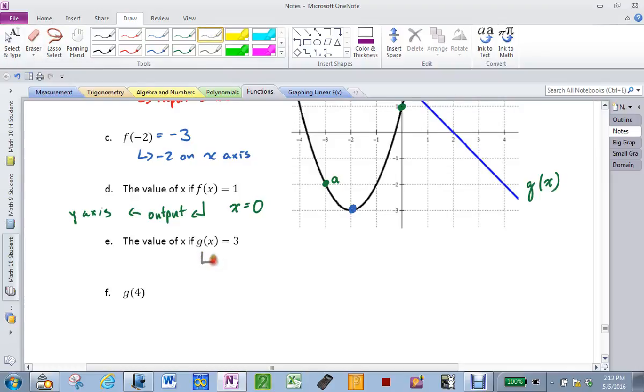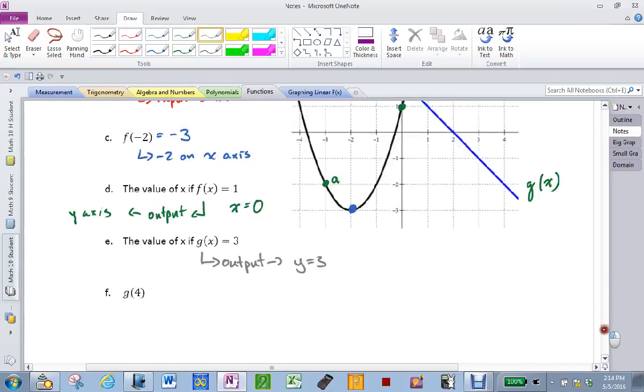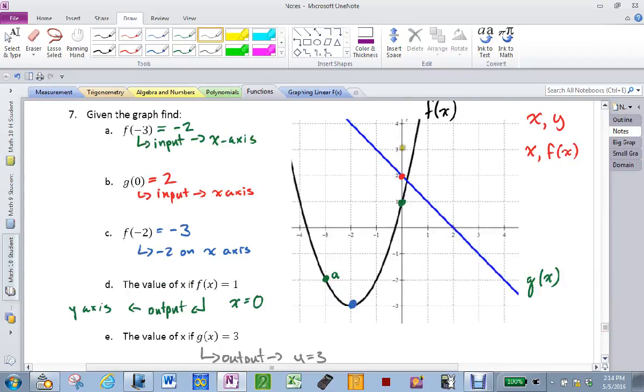So, is this an input or an output? So where do I look, the y or the x-axis? And I need y equals what? 3. So I go to 3 on the y-axis, 1, 2, 3. And am I looking at the g function or the f function? The g function. So I have to find where on that line it hits. And it's right there, isn't it? I knew the 3, I wanted the x. So what is it? Negative 1.